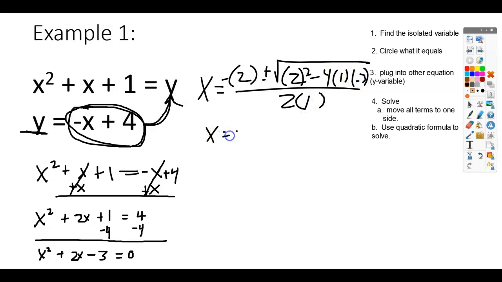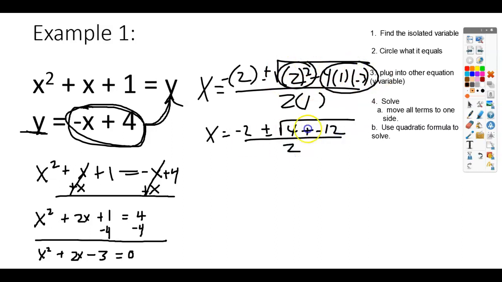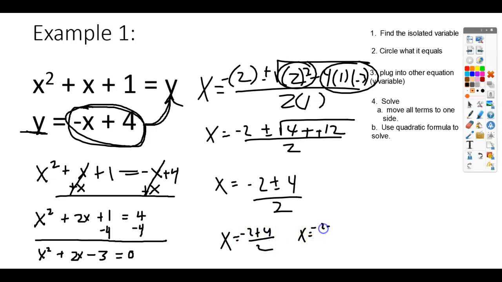Okay, so we have negative 2 plus or minus the square root of 4 minus a negative 12, and 2 on the bottom. This becomes a plus, and it's 16, and the square root of 16 is 4. So we end up with this. And then we're going to solve both of them. We're going to do negative 2 plus 4, and we're going to do negative 2 minus 4. And when we solve both of these, this one gives me 1, and this one is going to give me negative 3. So I've got two x values.